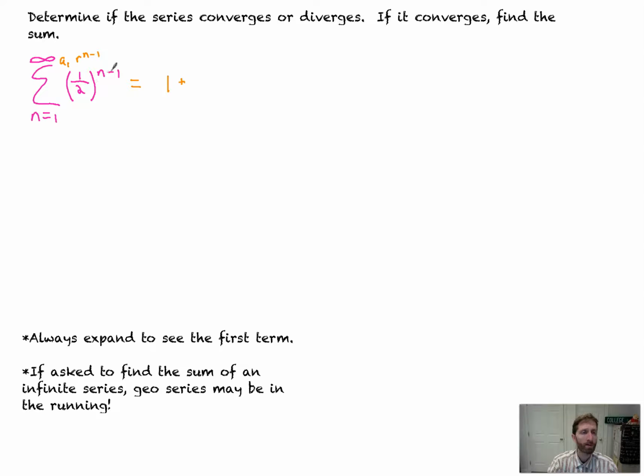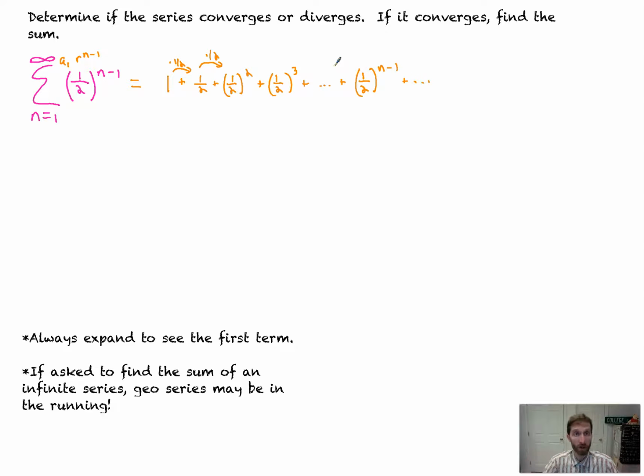Plus 1/2 to the 2 minus 1 is just 1/2. Plus, now we're going to multiply 1/2 by itself twice. 1/2 squared. You're starting to see here that we multiply this by 1/2 to get the next term. Multiply that by 1/2 to get the next term, and so on and so forth. So we'll have 1/2 cubed. And it'll keep going on and on until we get out to the n minus first term and then technically continue going. All right, so the question is, does it converge or diverge?